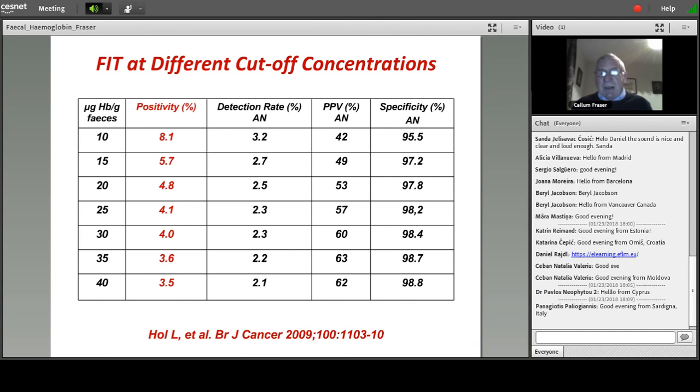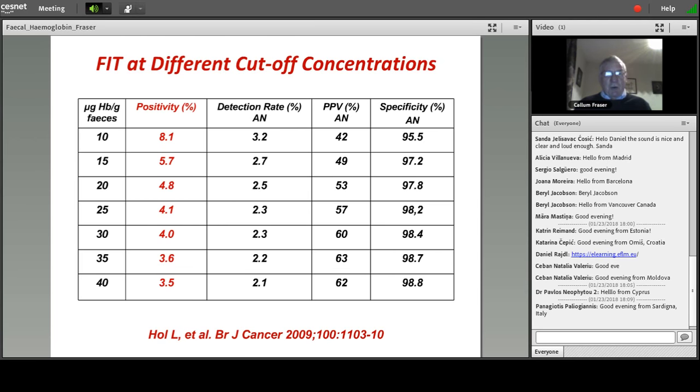And therefore, it's hardly surprising that when you change the cutoff concentration used in a screening program, as the fecal hemoglobin cutoff is increased, the positivity rate goes down. And it would not surprise you to learn that the detection rate of advanced neoplasia, this cancer and higher risk adenoma, also goes down. Whereas the positive predictive value actually increases because there are fewer false positive results, and the specificity also increases. So sensitivity down, specificity up.